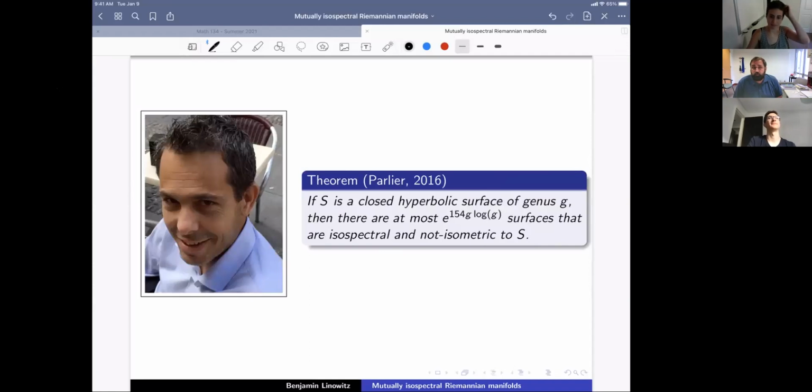And the idea of his paper is he had to come up with a completely different way of parametrizing hyperbolic surfaces. In particular, he wanted to come up with a way of parametrizing surfaces using geodesics that are as short as possible. So this is the state of the art right now in terms of upper bounds for the size of an isospectral family of surfaces.